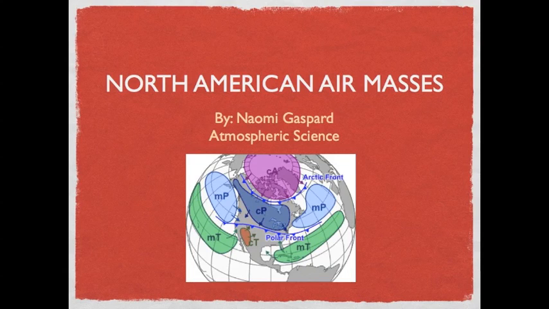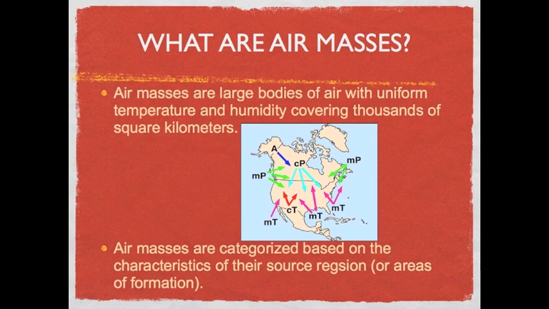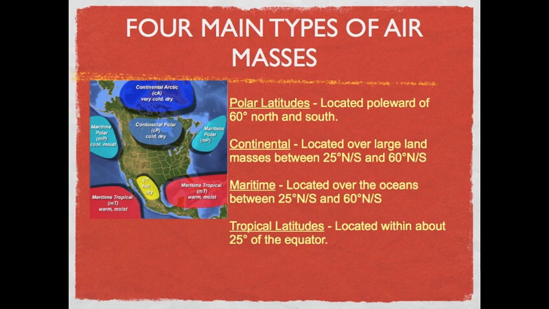North American air masses. Now, what exactly are air masses? An air mass is a large body of air with uniform temperature and humidity covering thousands of square kilometers. Air masses are categorized based on the characteristics of their source region, or area of formation. There are four main types of air masses.